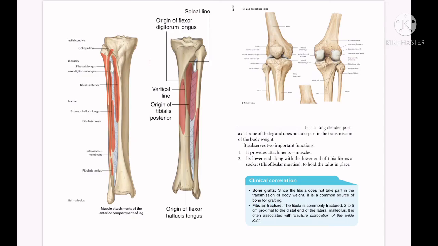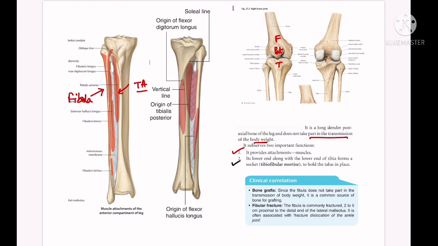Since the fibula does not take part in formation of the knee joint, where only the tibia, femur and patella take part, the fibula also does not transmit body weight. It does not take part in the transmission of body weight. So what is the function of the fibula if it does not transmit the body weight? Fibula provides attachment. On the anterior and the lateral compartment of the leg, most of the muscles except the tibialis anterior are attached to the fibula. So it acts as the site of attachment of the muscles for the anterior and lateral compartment of the leg.